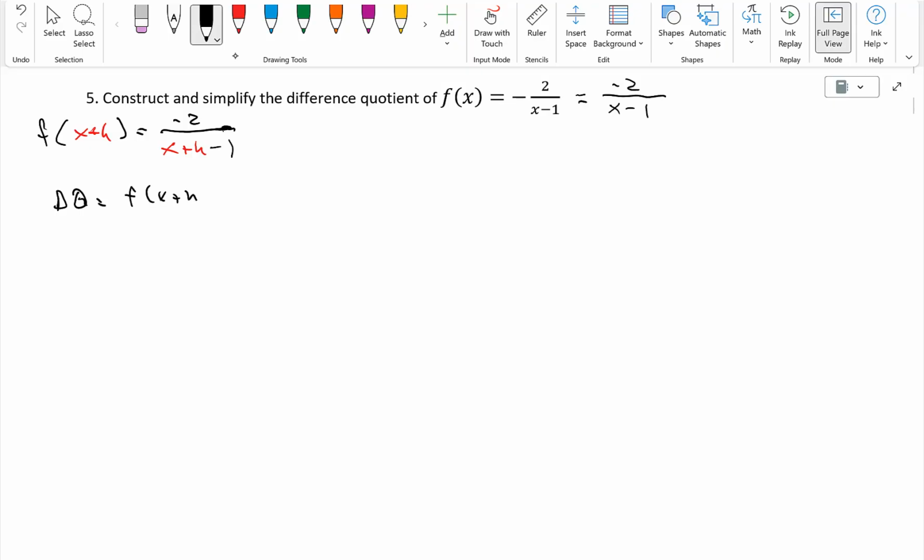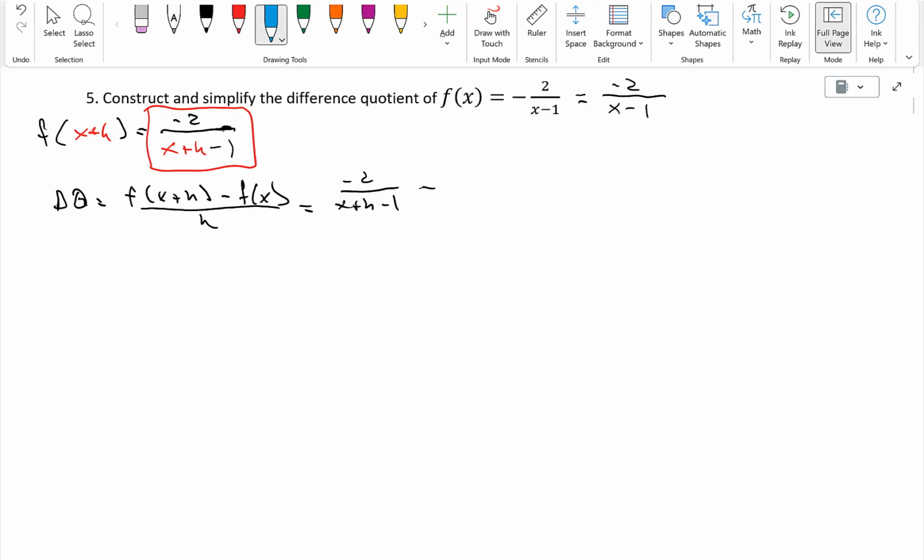So our dq, f of x plus h minus f of x all over h becomes, we'll take that whole expression now, for f of x plus h, the minus 2 over x plus h minus 1, and subtract off our whole original function, right, with that minus 2 over x minus 1. Guess I didn't use my red there, but I think you can see what's happening now, all over h.